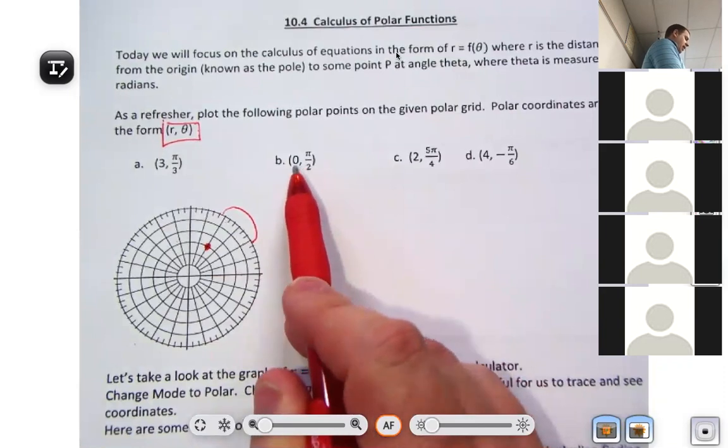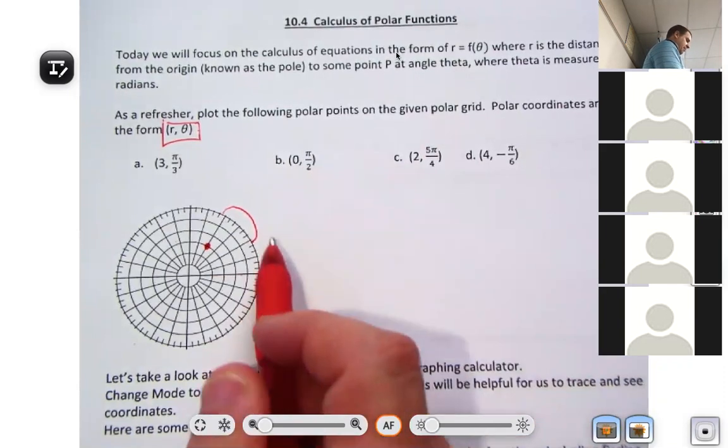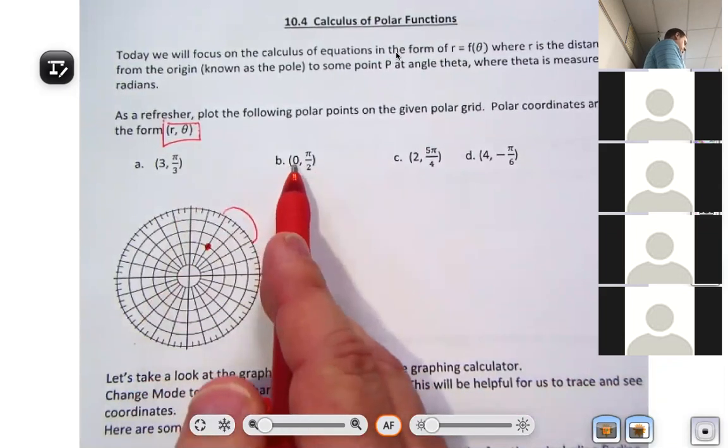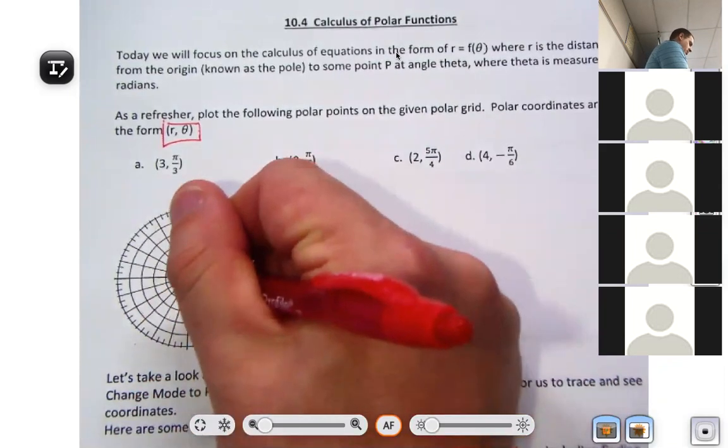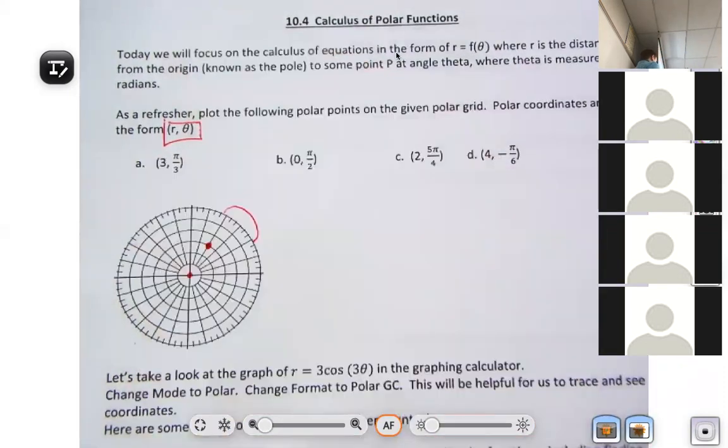Next one is 0 comma pi over 2. So we're going to rotate to pi over 2 all the way at the top. The radius of 0, well, that's just at the origin. So anytime your radius is 0, the angle doesn't matter. You're at the origin.